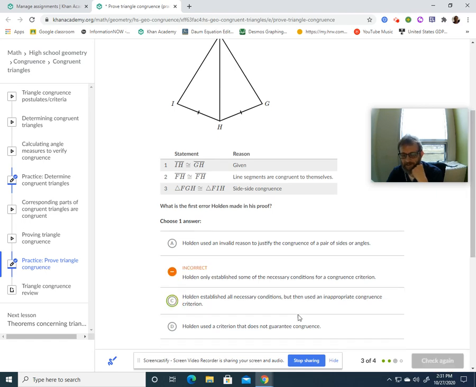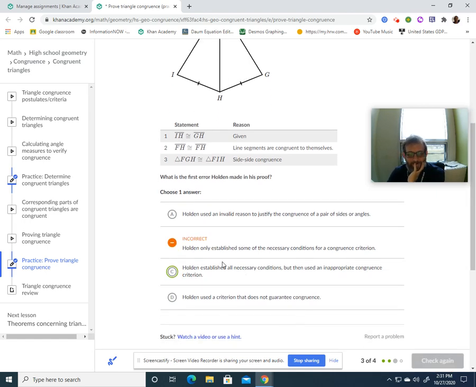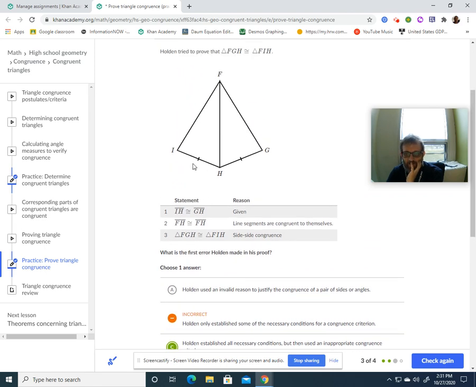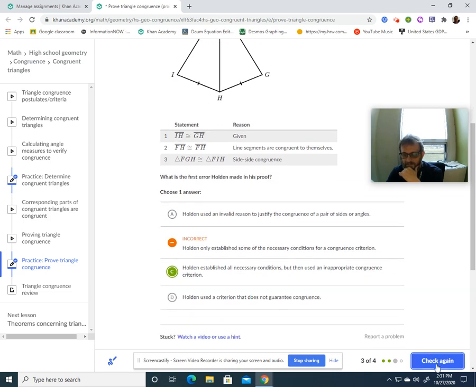Then they're going to do this one. And I can understand why you would think it's going to be C, but like I told you, I was thinking it could be either one. He did use an inappropriate condition, but he didn't establish all the necessary conditions. We have one pair of sides, and we have 2 pairs of sides, but we don't have all the necessary sides.